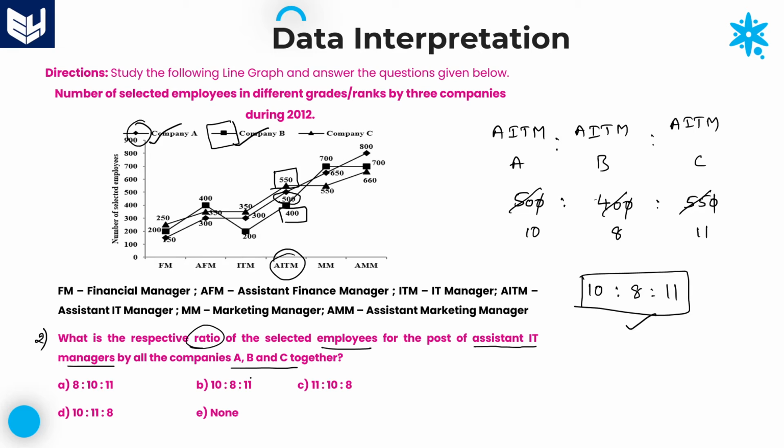Once look at the options. Here among the options 10 is to 8 is to 11, which is option B. Option B is the right answer for this question. Option B.